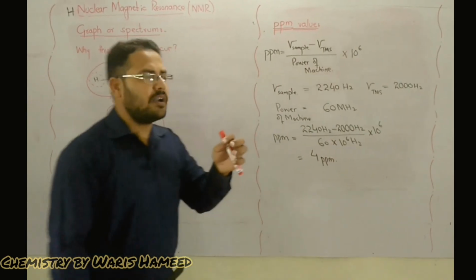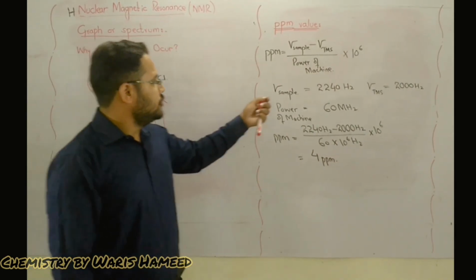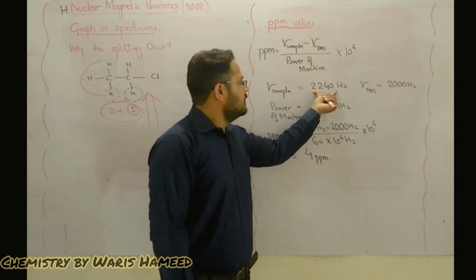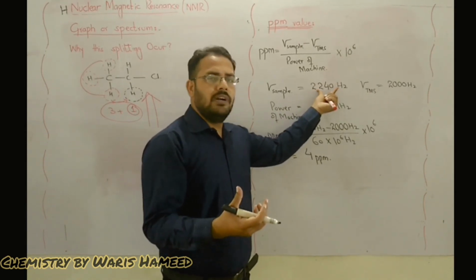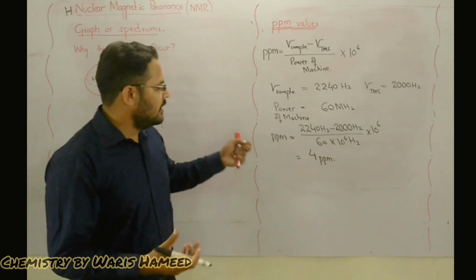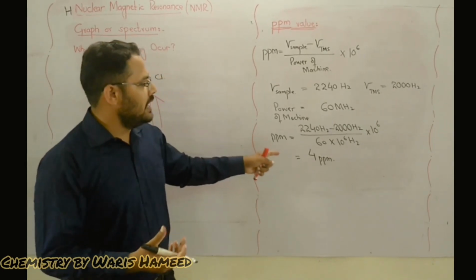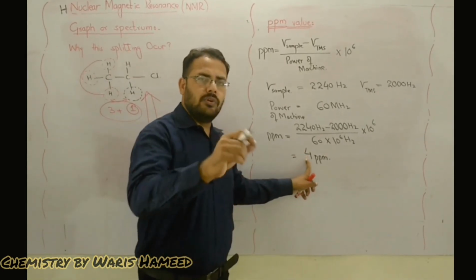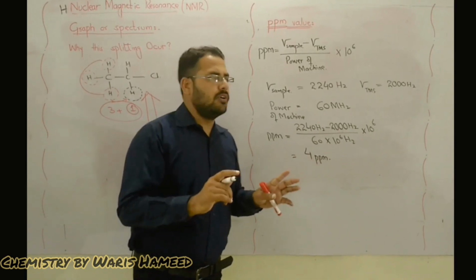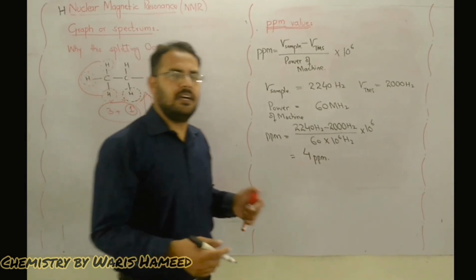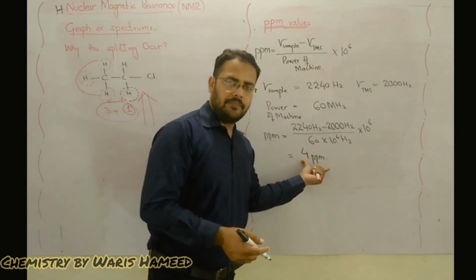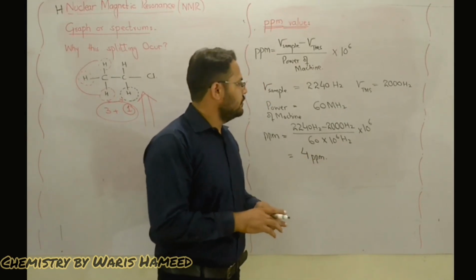If we have an organic molecule absorbing the frequency of 2240 hertz, then the value of ppm will be 4. Or we can say that the graph will show the signal at 4 ppm. Is it clear to you?